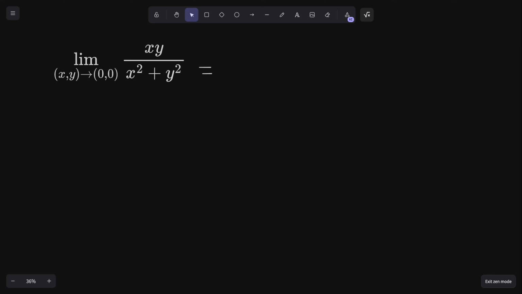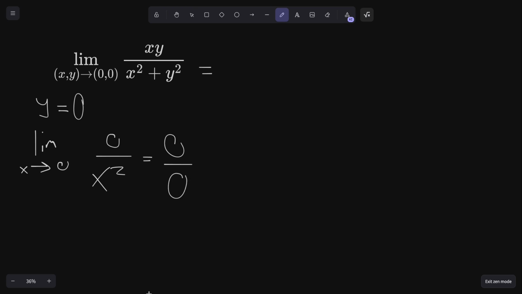Let's take a look at this limit. Let's approach this from y equals 0 first. Now we keep our y value constant, so the thing that we're varying is we're getting closer in the x direction. So this is the limit as x approaches 0, and when our y value is equal to 0, this is just going to be 0 divided by x squared, which gives us 0 over 0, indeterminate form. This doesn't really give us any information.